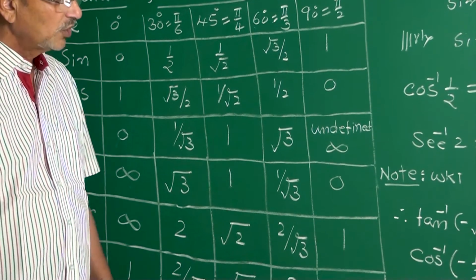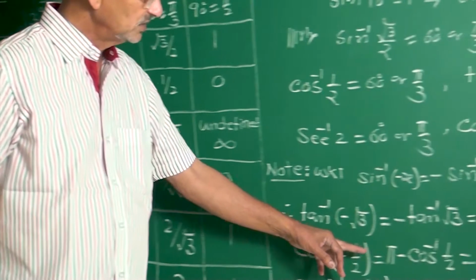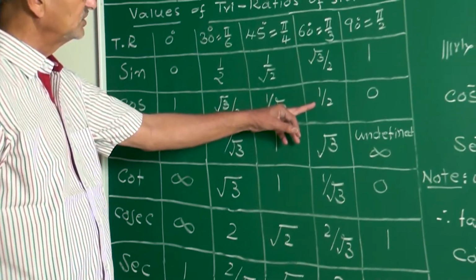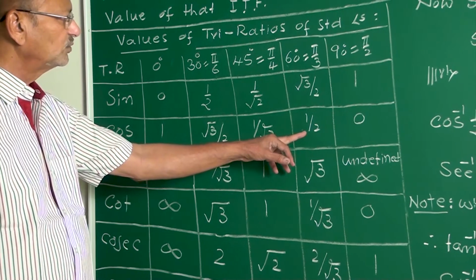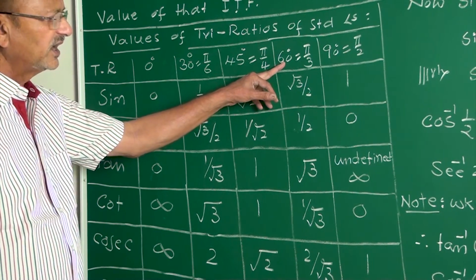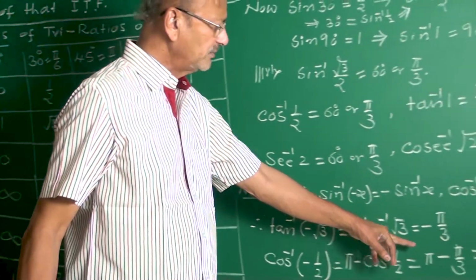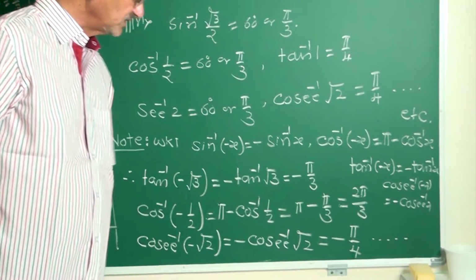Cos inverse of minus 1 by 2. It is pi minus cos inverse 1 by 2. In case of 1 by 2, this is cos inverse 1 by 2. What is the respective angle? Either 60, otherwise pi by 3 radians. So it is pi minus pi by 3, which is 2 pi by 3.